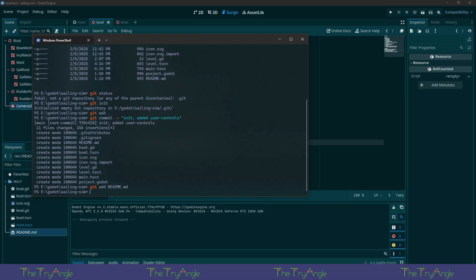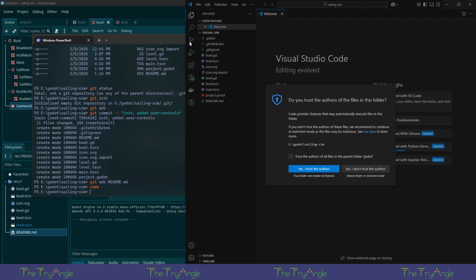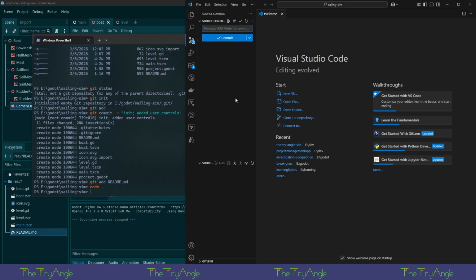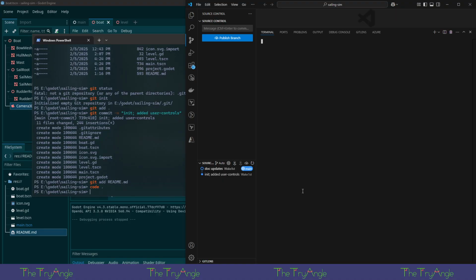Let's see. Git add README.md. Should it be add? You know, I like doing this in VS Code, and the reason why is because, yes, I trust myself. Do I trust myself? Doc updates. Yeah. And we'll push that to main. Boo, boo. Oh, no, we won't.